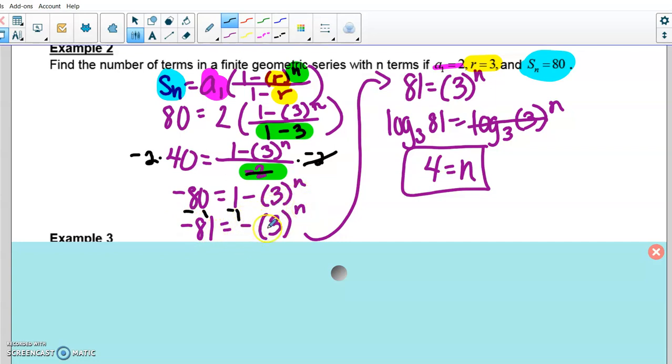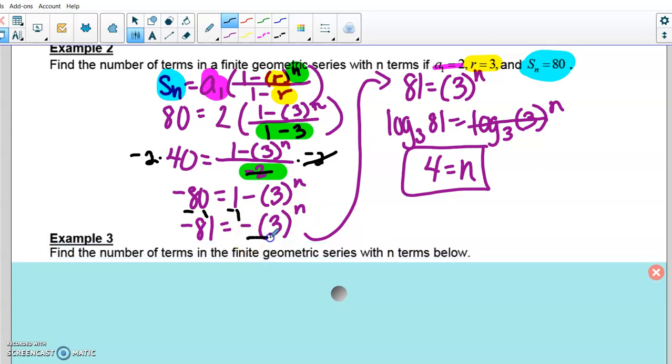I need to get rid of this negative sign, so I'm going to divide both sides by -1. So when you do that, -81 divided by -1 turns into a +81. My -3 divided by -1 turns into a +3. Then you have to remember good old logs, and I know a lot of you guys didn't like this, but to get this n down, I can multiply this side by a log with a base of 3. This log base 3 cancels with this 3 and brings that n down.